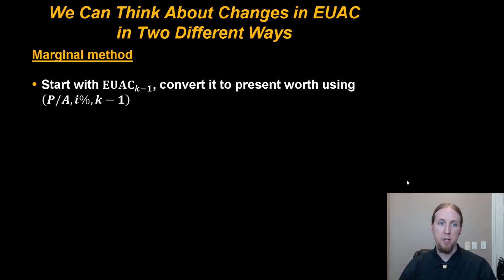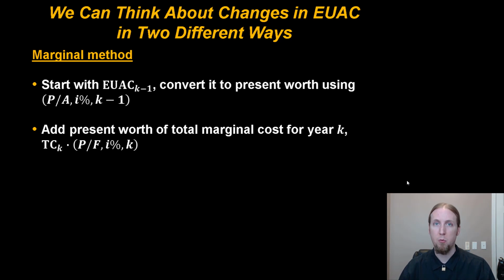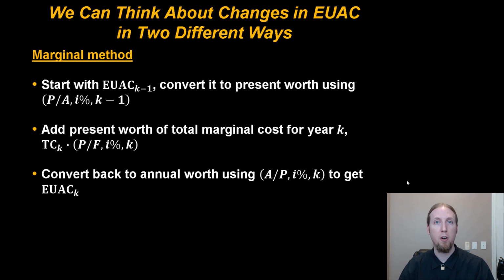We're going to start with the EUAC over k minus 1 years, which is an annual worth, and we're going to convert it to a present worth using a P given A factor for k minus 1 years. Then we'll add the present worth of the total marginal cost for year k, which is TC sub k times a P given F factor for k years. Then we convert all of that, because now it's expressed in present worth terms, back to an annual worth using an A given P factor for k years. And that will give us the EUAC at year k.